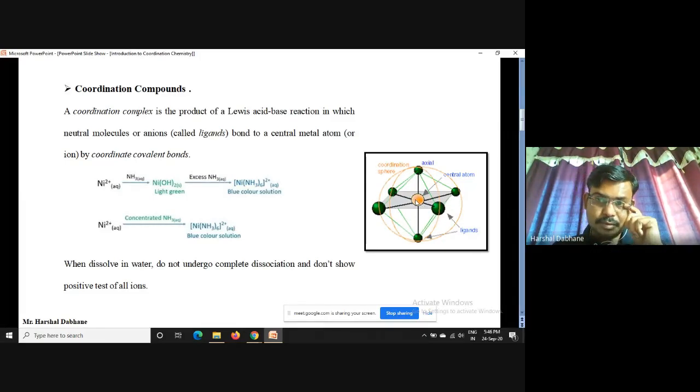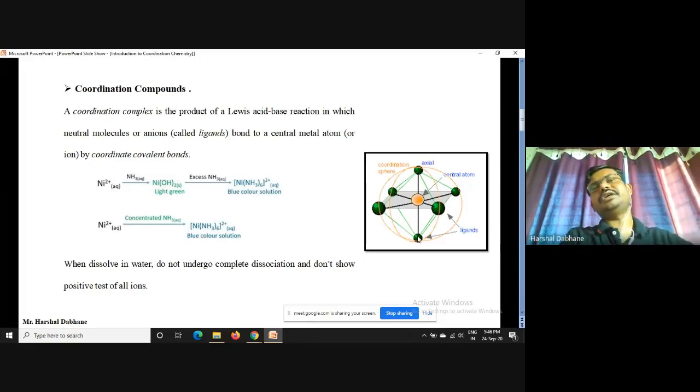They have two positions. The first is the axial position, the vertical position, and the other is the equatorial position. When we talk about the bond between the metal and the ligand, that bond is the coordinate bond, or sometimes it can be treated as an ionic bond.